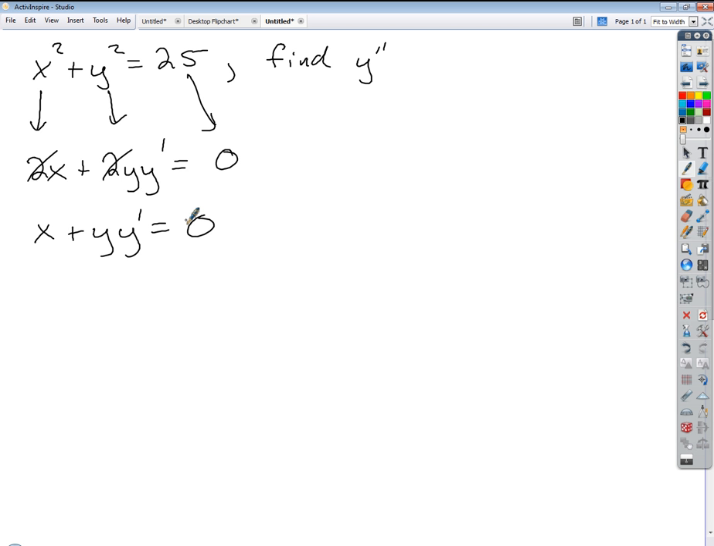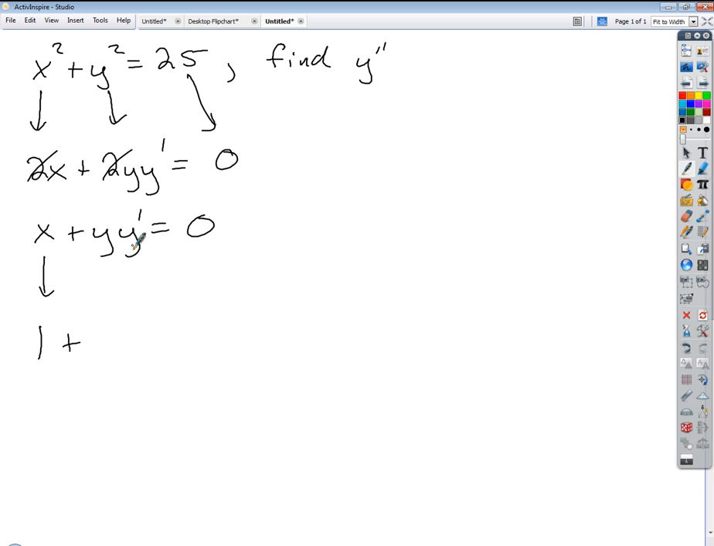We could just jump right into that and implicitly differentiate again, right? So let's do that. What do we get if we differentiate again? First term gives us 1. Now the second term, we've got to be a little bit careful. It's the product rule, isn't it? We've got the derivative of the product of y and y prime. Why do you have to do the product rule? Because this is a product of two things, right?